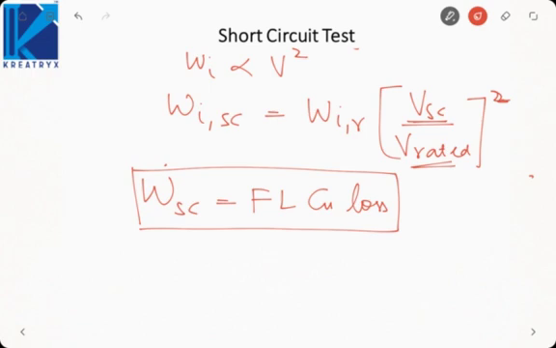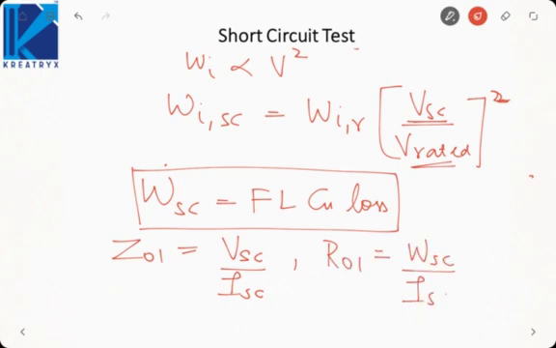So one of the objectives of the short circuit test is fulfilled, that we needed to find the full load copper loss. Next we need to find the series parameters of the equivalent circuit. To find the series parameter, we will write Z01 would be VSC by ISC and R01 would be WSC by ISC square, because power loss in the resistance would be I square R.